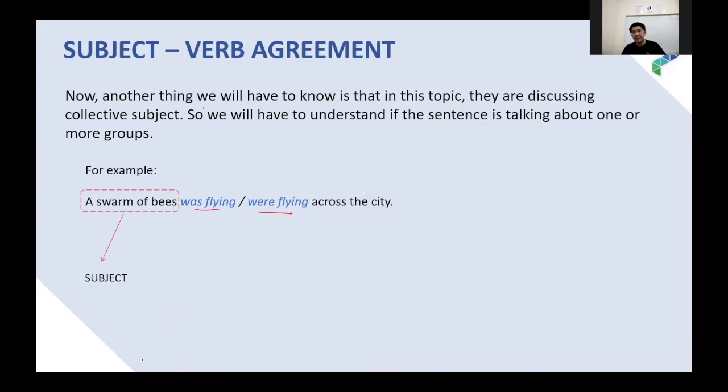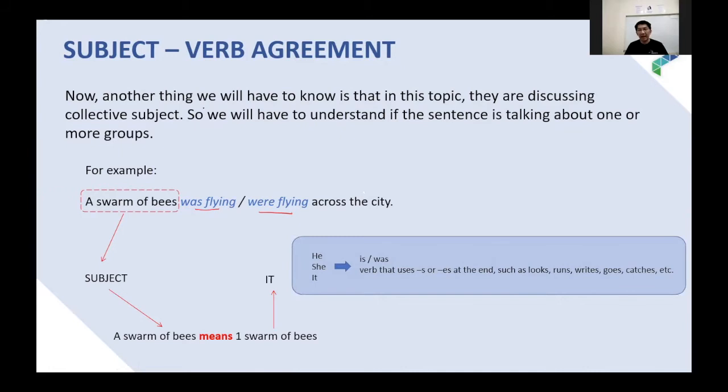Next, a swarm of bees means one swarm. One swarm means one group. A swarm means a group, one group. So this is singular. Okay. So we can replace that with it. And as said earlier, for these three, where it is included here, we use either is or was. In this case, you can see was here.